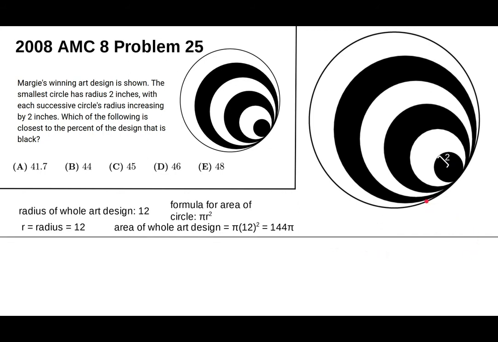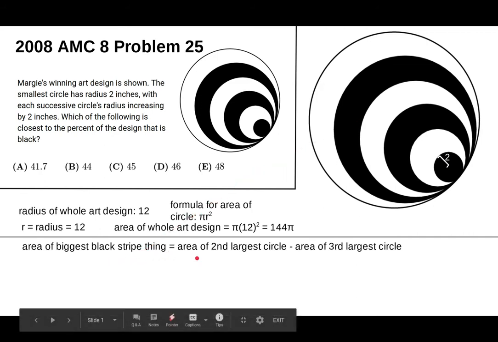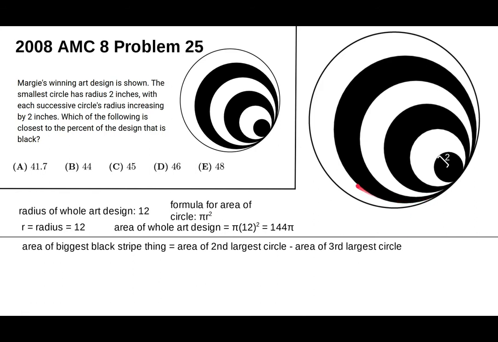So now let's look at the area of this black strip over here, or black stripe. I don't know what it's called, so if you know what it's called, put it in the comment section below. This is equal to the area of the second largest circle minus the area of the third largest circle, because the second largest circle is this black one, and the third largest circle is this white one. If we subtract those areas, we'll get the area of the middle one, which is the black stripe part. These inner circles don't matter because they're contained in this bigger circle, so it wouldn't make a difference if they were there or not for this part only. For the rest, they would make a difference.